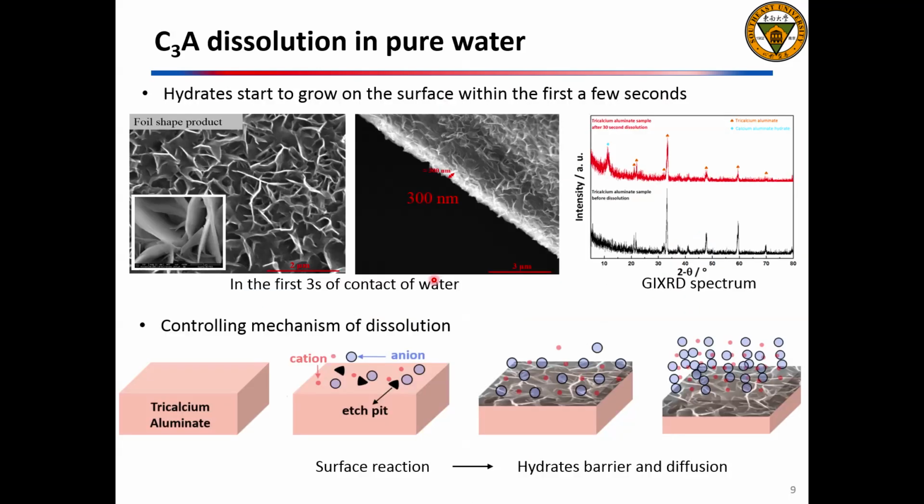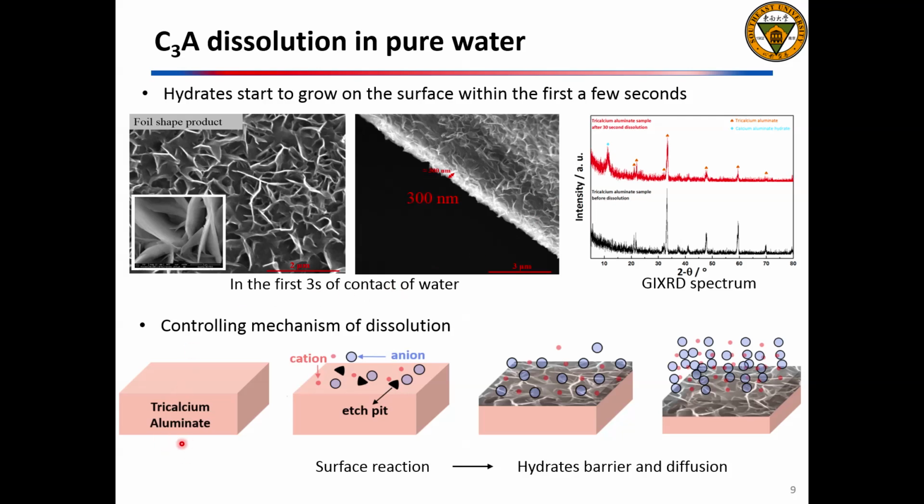We also characterized the products. After contacting with water for 3 seconds, a layer of about 300 nanometer thick product forms, and the product is foil-shaped. We also used grazing incidence X-ray diffraction (GIXRD) to characterize the crystal structure of the hydration product. The new peak formed at 2 theta between 11 degrees and 12 degrees proves the formation of calcium aluminate hydrate.